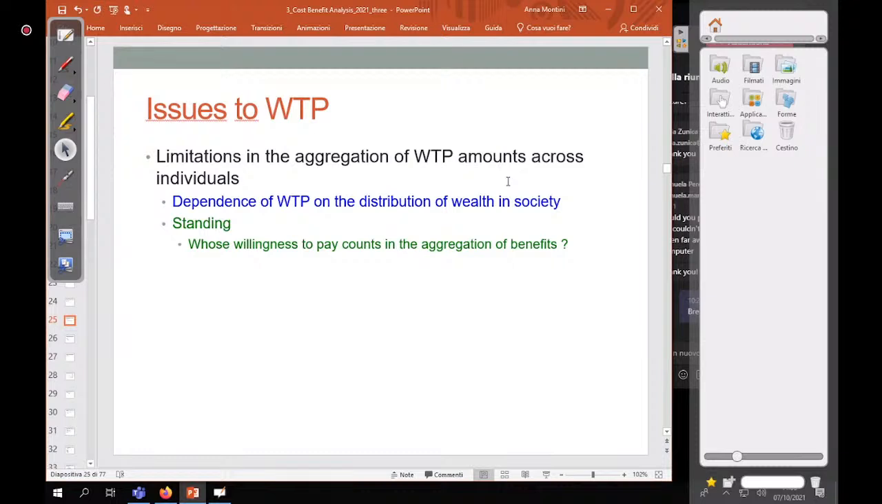Okay, what are the main issues that I have to consider about willingness to pay? There are some limits, okay, some limitations. I have limitation in the aggregation of willingness to pay amounts across individuals. Dependence of willingness to pay on the distribution of wealth in society, and because I have to consider the standing issue. Whose willingness to pay counts in the aggregation of benefits? And I will answer to this question now.